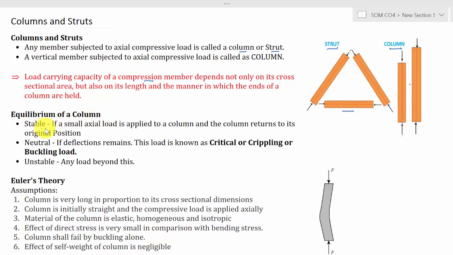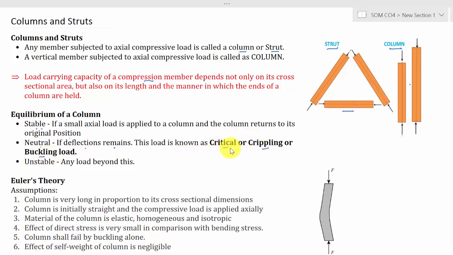In columns, there are three equilibrium conditions, just like the rigid body. The first condition is stable equilibrium. If an axial load is applied to a column and the column returns to its original position, then it is called stable equilibrium. The second one is neutral equilibrium. When I increase the load, at some point the deflection will remain. That load is known as the critical load, crippling load or the buckling load.